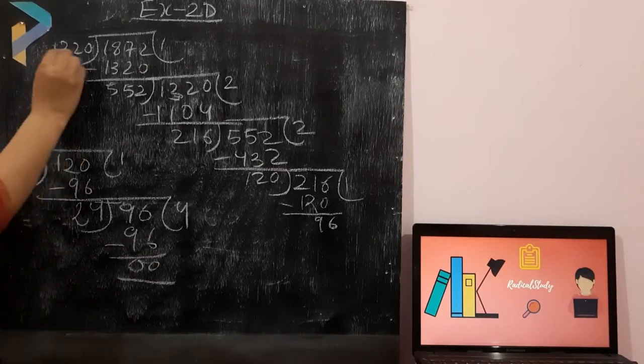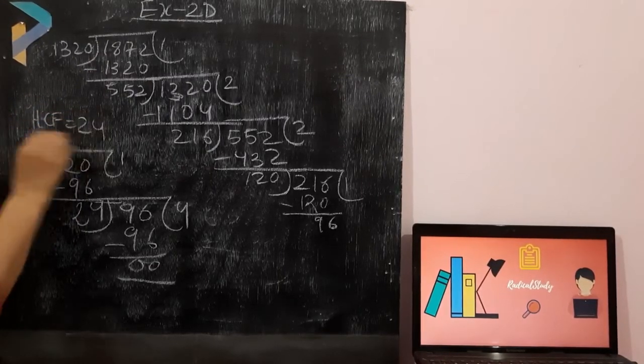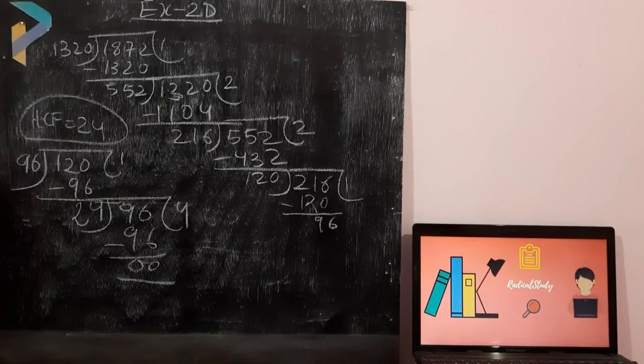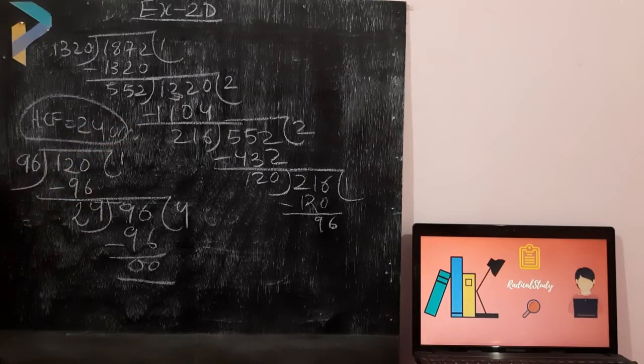So what is the HCF of these two numbers? The HCF is 24. That means the largest tile, the biggest tile which can be placed to pave the floor, has edge as 24 centimeter. Now number of tiles required, that means how many tiles will be required. For that I am going to proceed further. So please pay attention.